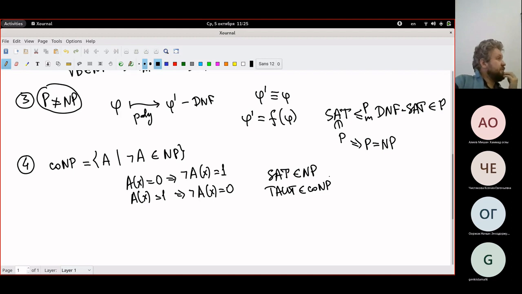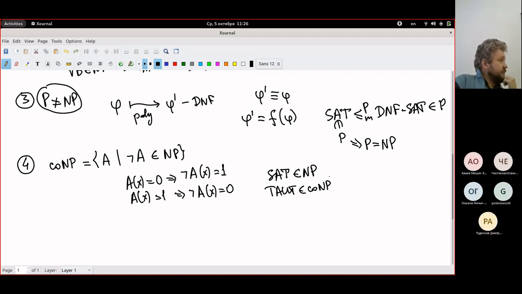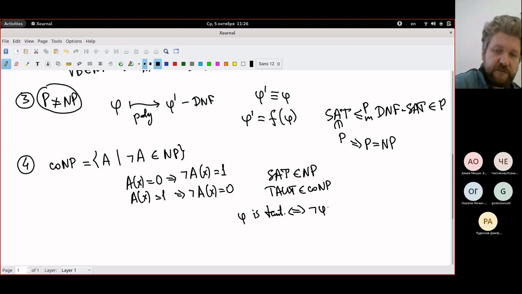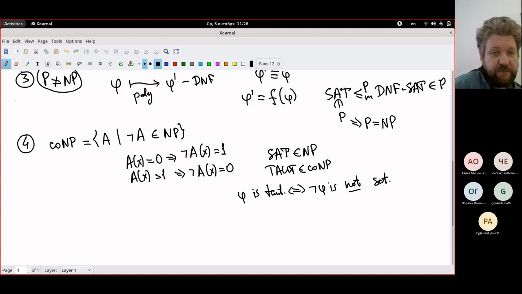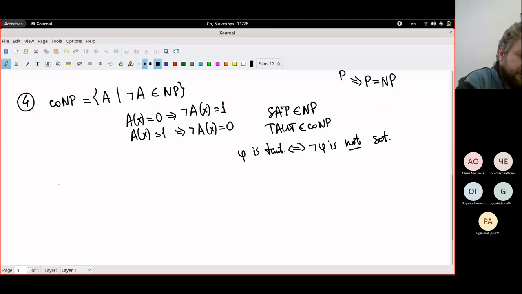Well, because how do you check whether a formula is a tautology? Checking that it is a tautology means that its negation is not satisfiable, right? So phi is a tautology if and only if not phi is not satisfiable. And this not is this negation. It's classical co-NP. And now the question of number four is that if NP is not equal to co-NP, then P is not equal to NP.